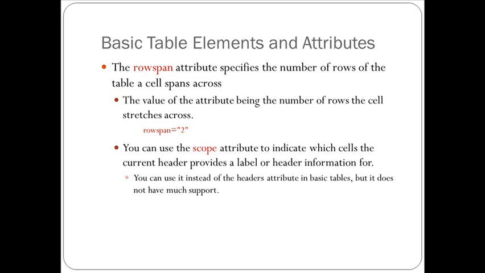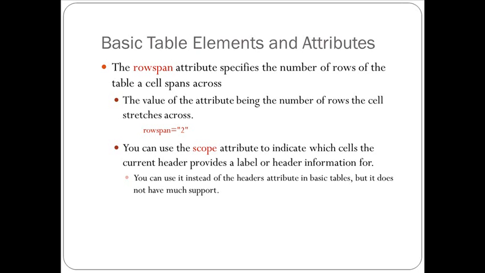In this case, the row span equals 2 would be applied to the top row, and the fact that it says 2, it would then span across the top and the next row as well. You can also use the scope attribute to indicate which cells the current header provides a label or header information for. You can use it instead of the headers attribute in basic tables, but it does not have much support at this particular time.